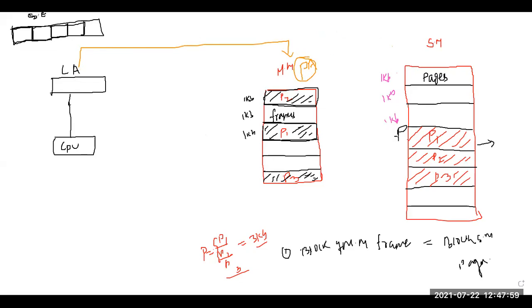The very big question arises here. What is the question? This is non-continuous allocation. If it is a non-continuous allocation, how can I convert this logical address to the physical address? Is this point clear till now? Any doubt? Anyone having any doubt?